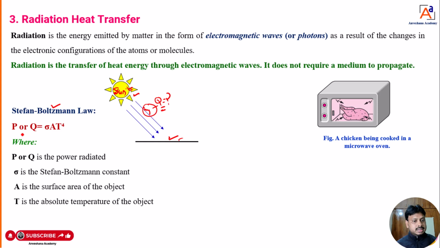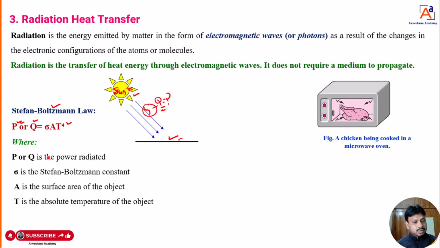That equation is the Stefan-Boltzmann equation or Stefan-Boltzmann law. What is that? That equation is P equal to P_rad, Q. Some authors will take P, that is heat power. Some authors will take Q, heat transfer. So that is P_rad equal to sigma A T to the power of 4.